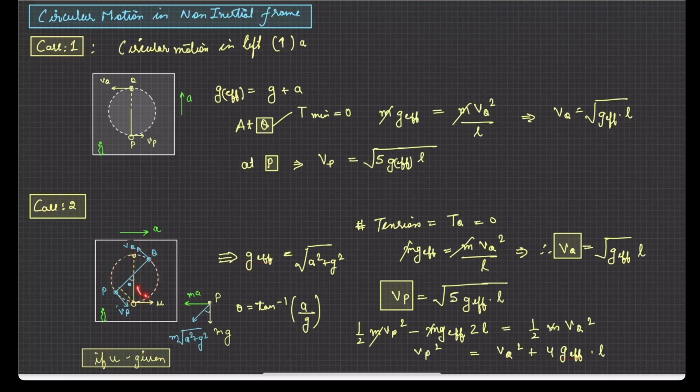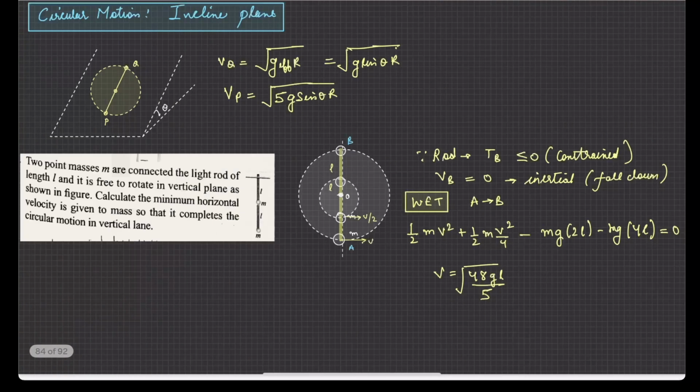If it is reaching from here to here, we have to consider this height only. If it is going from here to here and I am given this velocity, I will consider this height only, that is L plus L cos theta. So you have to be very cautious. Okay, now we'll see some questions on this. Now I think all our concepts are done in vertical circular motion. Now we will apply some questions.